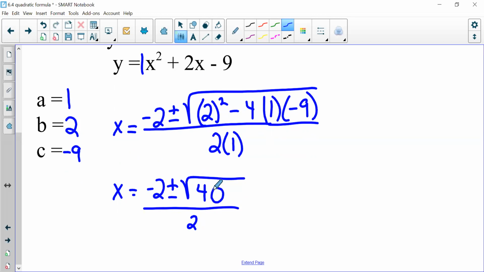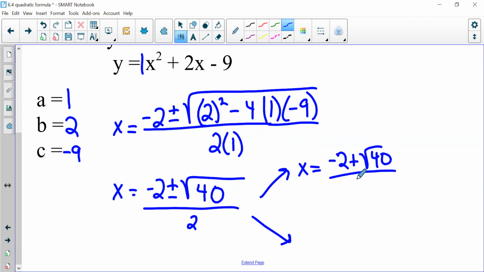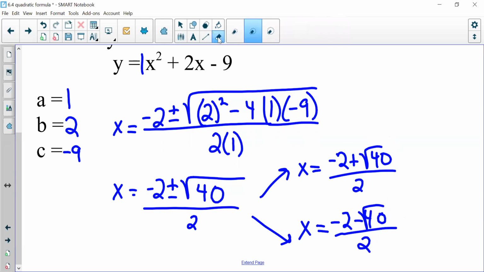Now the question is, how do you do plus and minus? We don't have a button that looks like that on your calculator. How many x-intercepts do parabolas typically have? 2. So you're actually going to do this formula twice. One is going to have the plus and one is going to have the minus. So I'm going to split it. I'm going to do negative 2 plus the square root of 40 over 2, and then negative 2 minus the square root of 40 over 2. So just split the plus and minus.